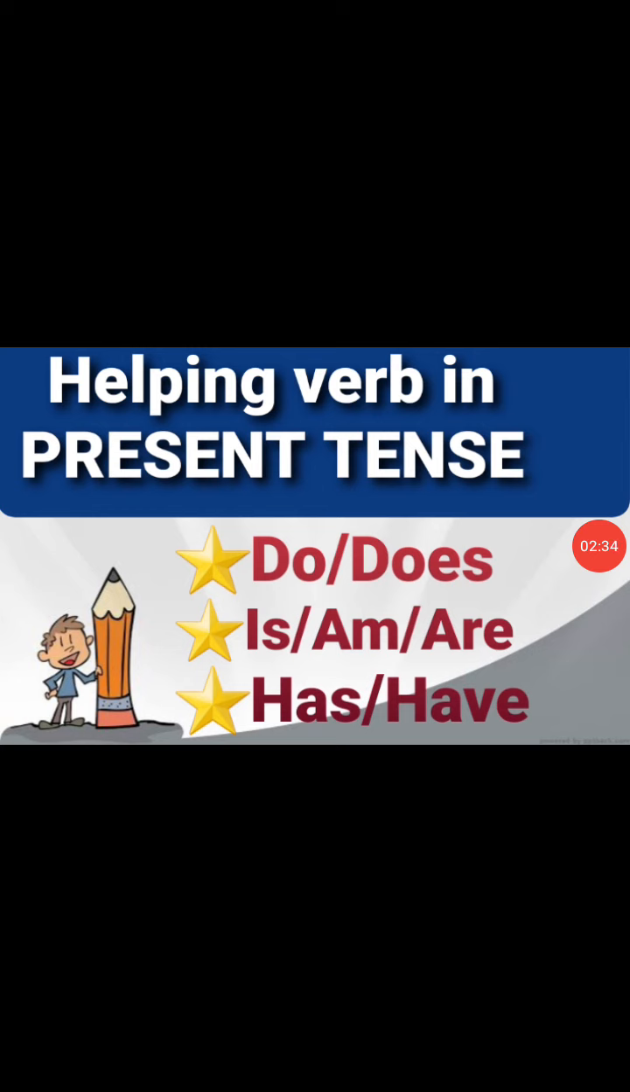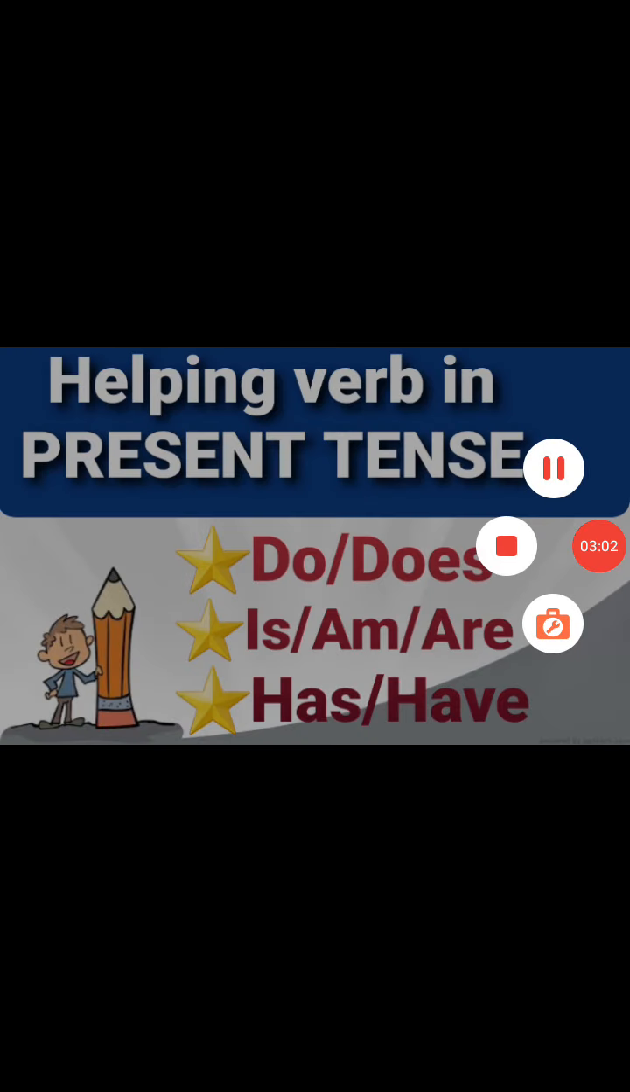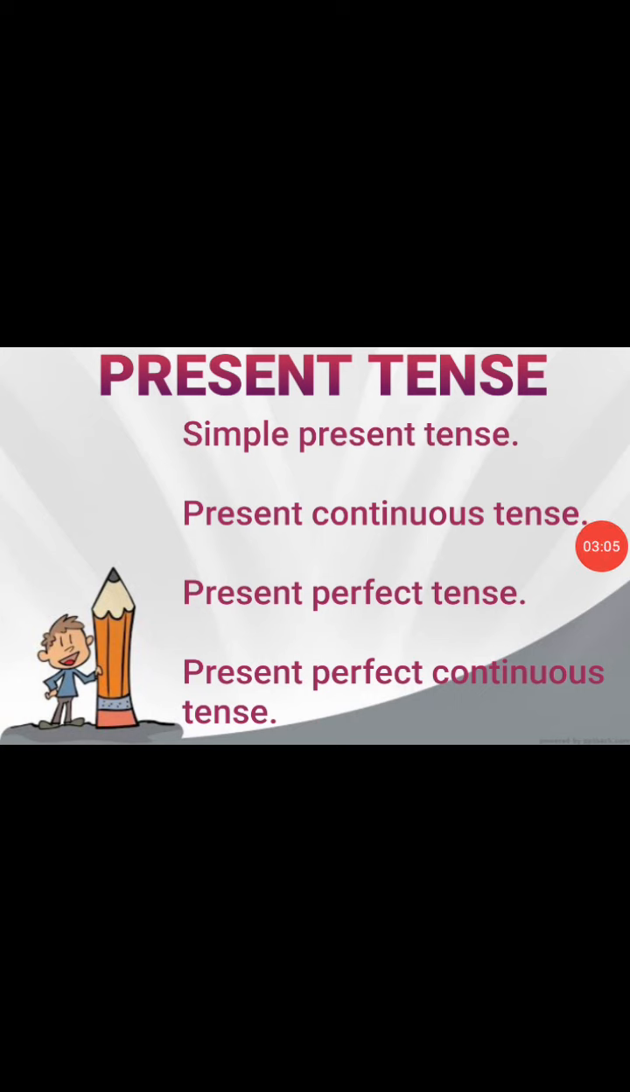Now students, in today's class, as we study the present tense, firstly we have to know what helping verbs we use in present tense sentences. Okay? So: do, does, is, am, are, has, have. These are the helping verbs. Students, helping verbs are the words which we use before any verb. Understand?